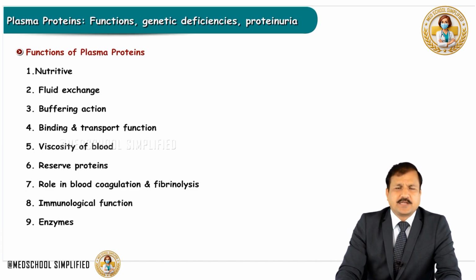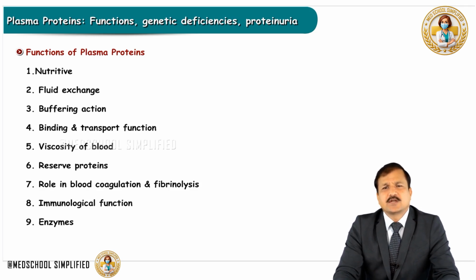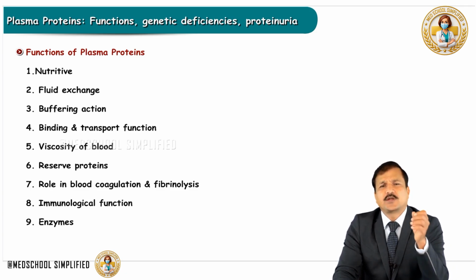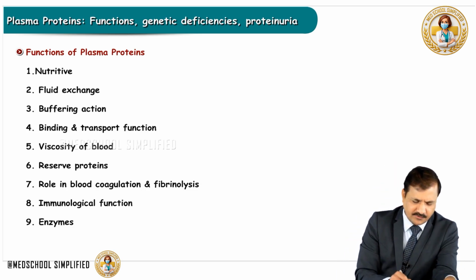Functions of plasma proteins. Plasma proteins have a nutritive function because they are simple proteins and a good source of protein, thus largely involved in nutritive functions. It is useful in hypoproteinemia states. They contribute amino acids for tissue protein synthesis. That's what plasma proteins can be used for.